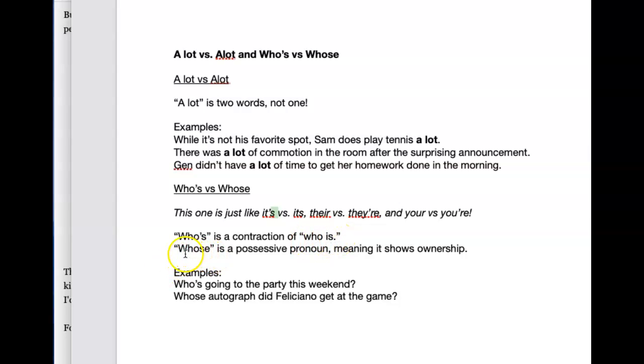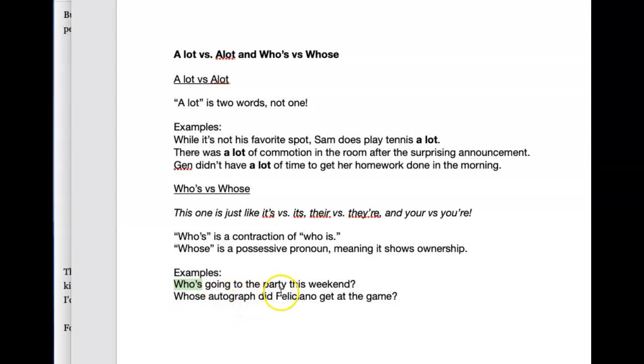Whereas "whose", W-H-O-S-E, is a possessive pronoun, meaning it shows ownership. So just like our T-H-E-I-R "their", our I-T-S "its", our Y-O-U-R "your", that is our possessive pronoun. All right, so some examples. "Who's going to the party this weekend?" I've got my who apostrophe S, so that means I'm saying "who is going to the party this weekend."